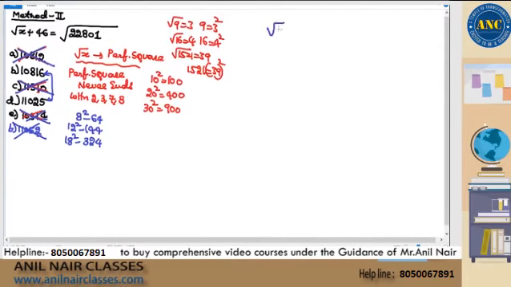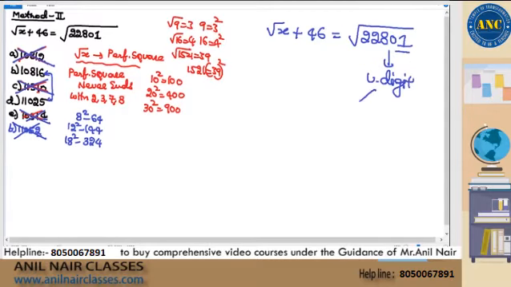Now root x plus 46 is nothing but root of 22801. Listen carefully. What is the unit digit of this number? The unit digit of this number is 1. Unit digit means this could be 9 or this could be 1, because 9 square is 81 and 11 square is 121. So root of 22801, the answer will be either 9 or 1.